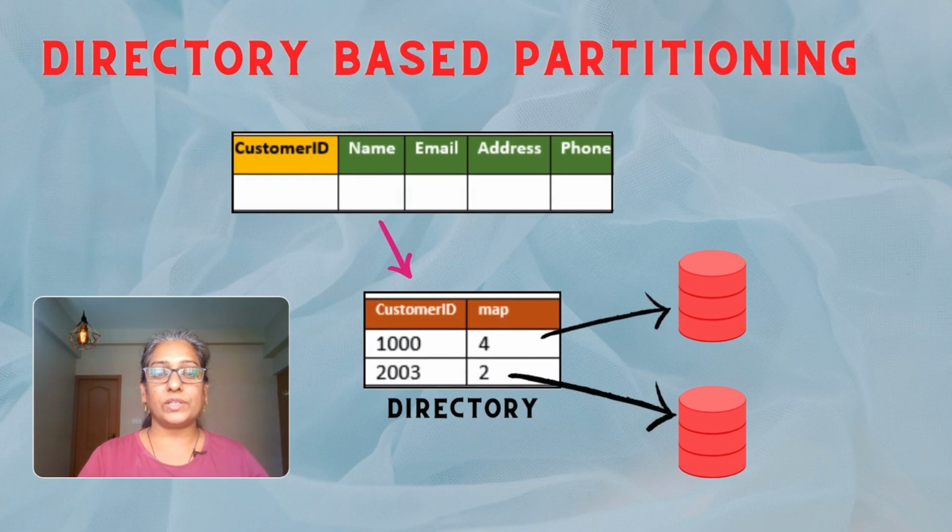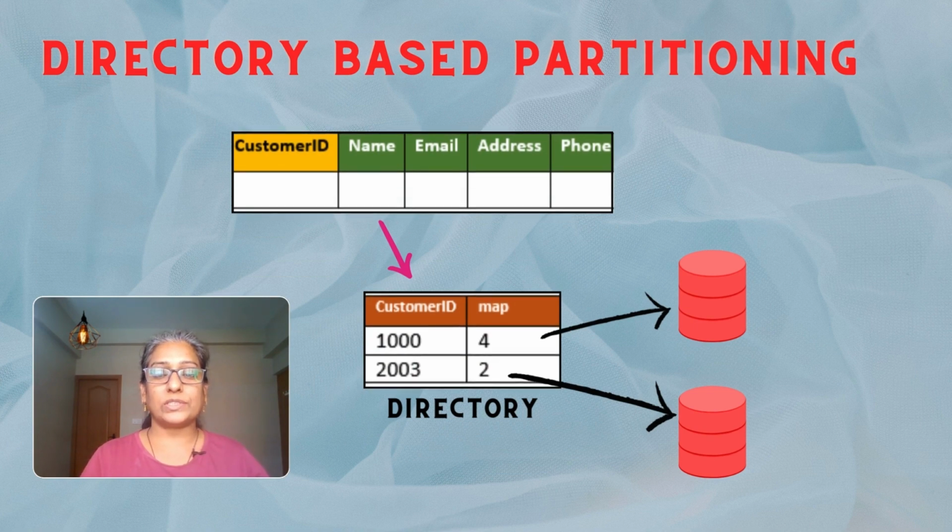In directory-based sharding, the data items are distributed across the shards based on explicit mappings maintained by a centralized directory or metadata service. This approach is beneficial when there is a need for centralized control over data distribution and routing in a distributed system.